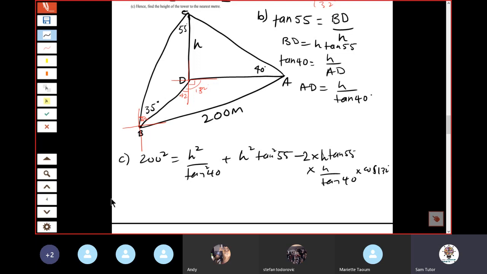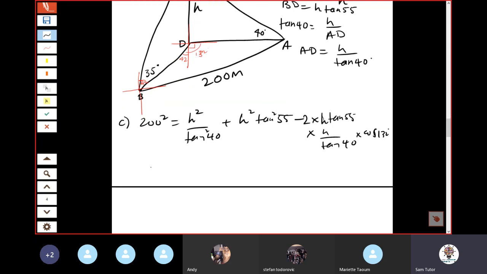Hopefully you guys are writing that a little bit neater than I am. What I do, and it's always the same method, every single question. You can see there's H squares. This is H times H, which is also H squared. So you're just going to factorize it out. And then you're just going to get this big monster, and you're going to divide it.